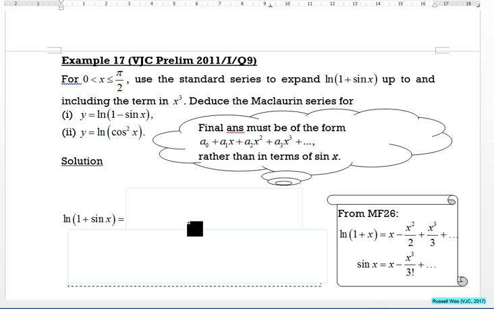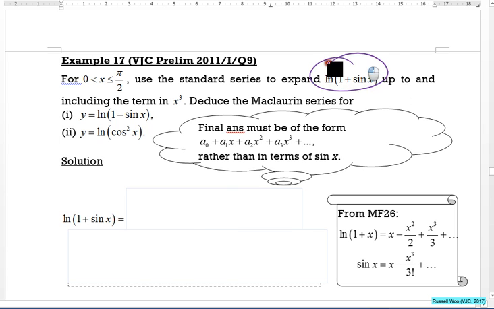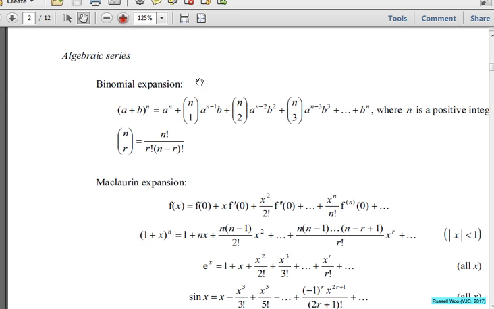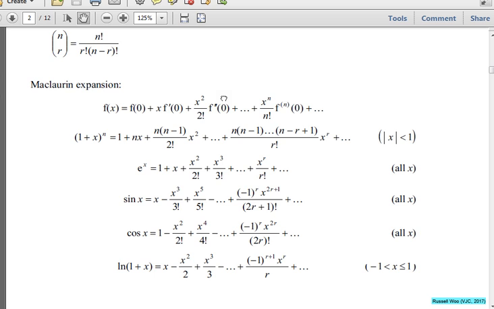Okay, now we'll do one thing at a time. Use the standard series to expand ln 1 plus x. Now, let's look at this expression, ln 1 plus x. Look at your notes, look at your formula list. The moment the question asks for use standard series, you must use the standard series.